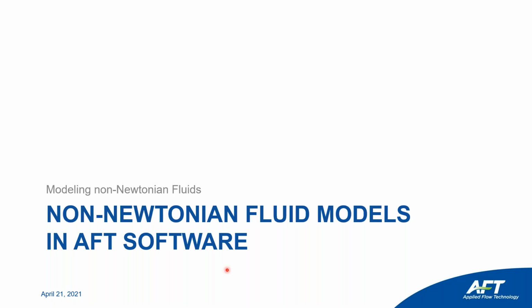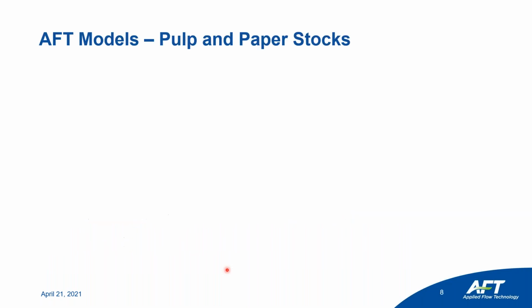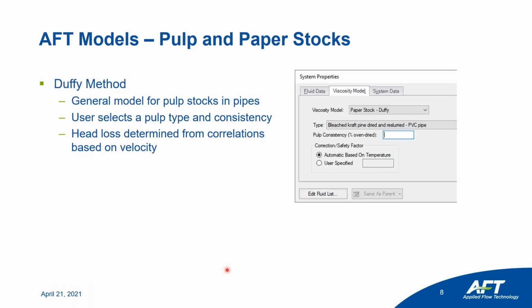So AFT software offers 5 non-Newtonian fluid models, 4 specific ones and 1 catch-all that we'll talk about a little bit later. And then, of course, there is our settling slurry module, an add-on module that can be used to capture more detailed slurry behavior. So we're first going to talk about pulp and paper stock models. And in particular, we're going to talk about the Duffy method.